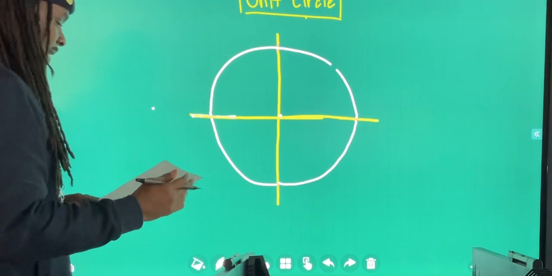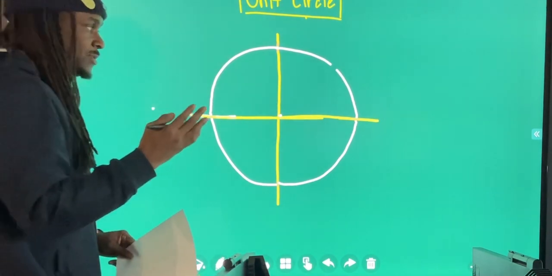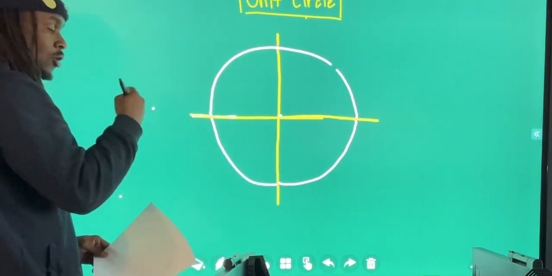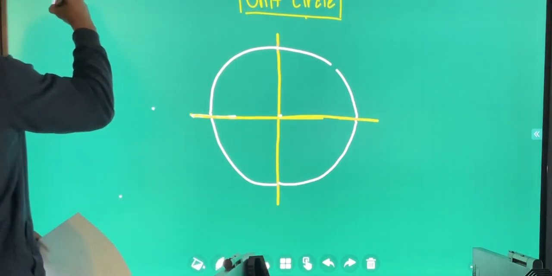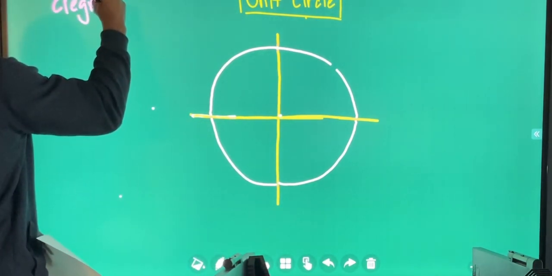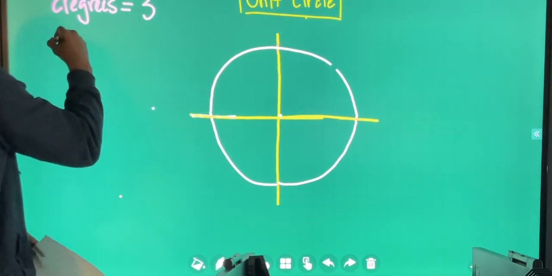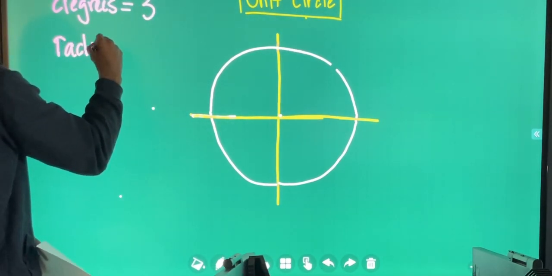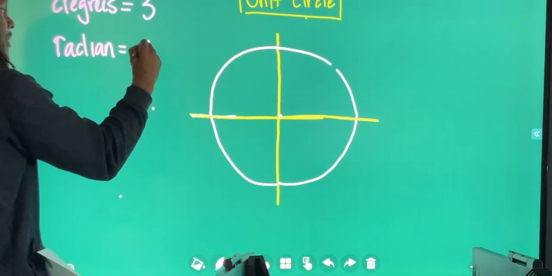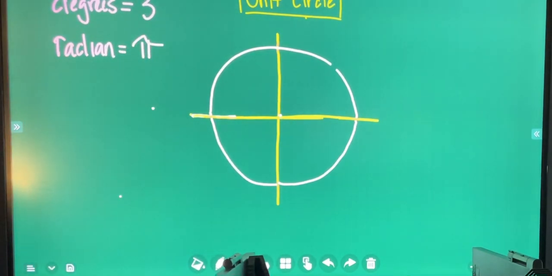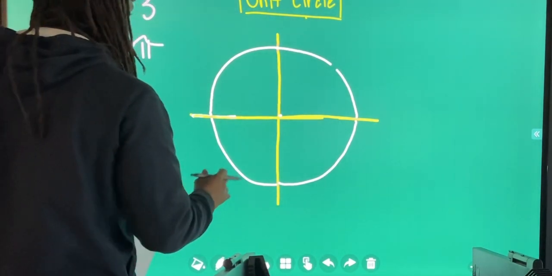All right, so we're going to be using degrees and radians. Degrees are measured with the degree symbol, but the radian symbol you're familiar with, it's a pi symbol, all right? And you'll be able to find that on your calculator by using the pi. So you're going to be able to use these radians and degrees.